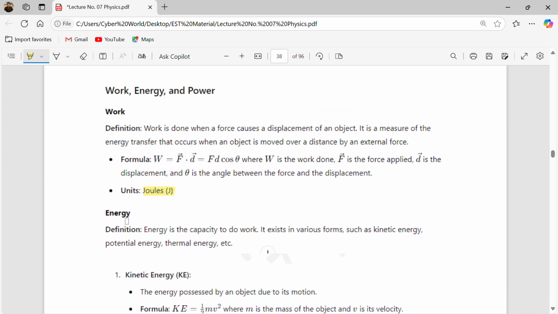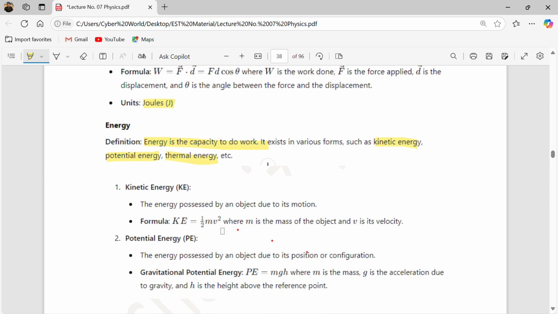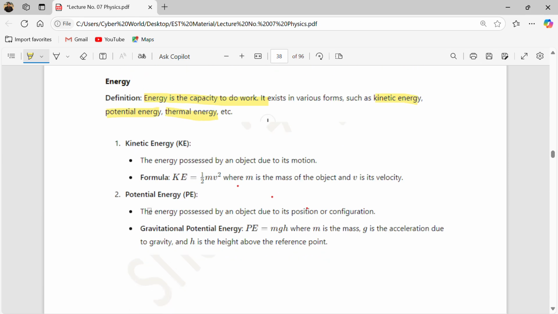Now move on to energy. What is energy? Energy is basically the capacity to do work. It can be kinetic energy or potential energy, and there is another type of energy, which is thermal energy. Now what is kinetic energy? Basically, the energy possessed by an object due to its motion. Its formula is kinetic energy equals 1 by 2 mv square.